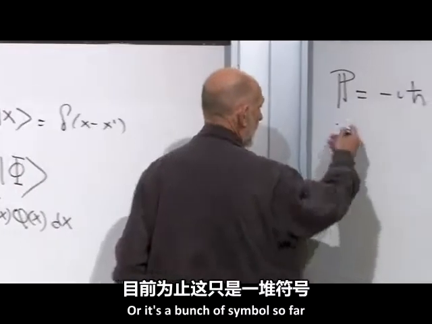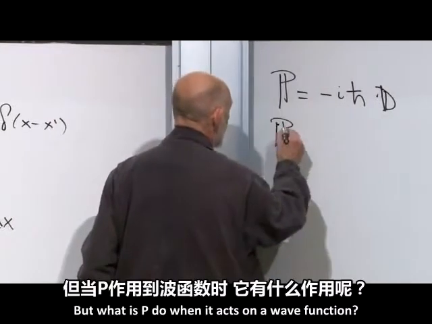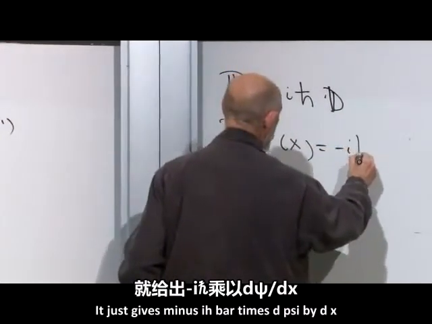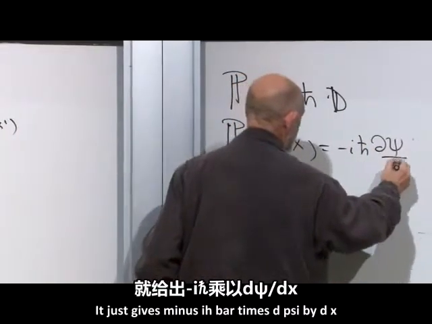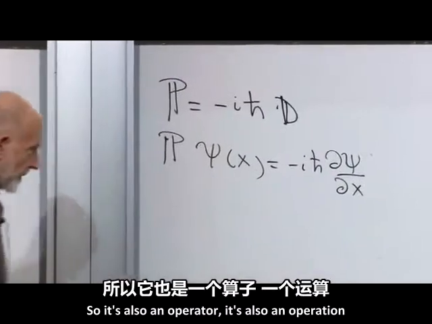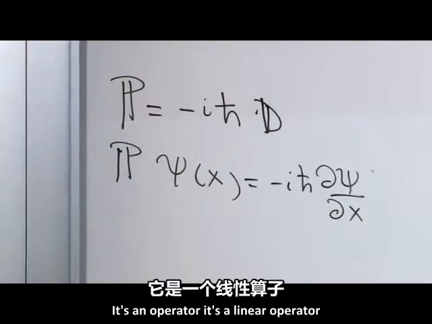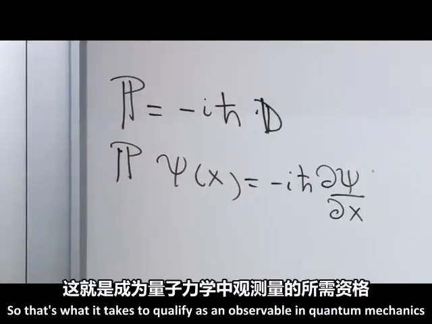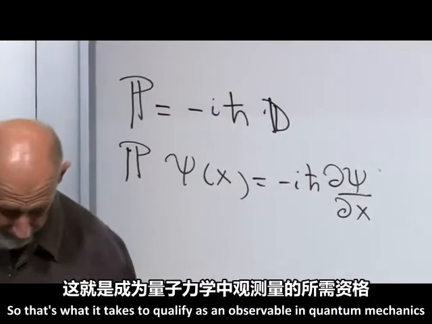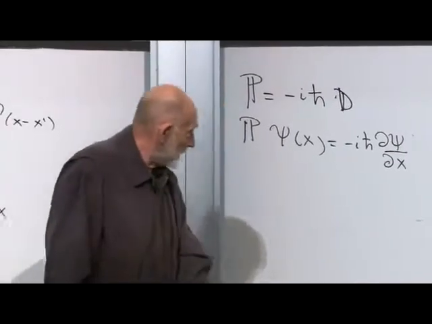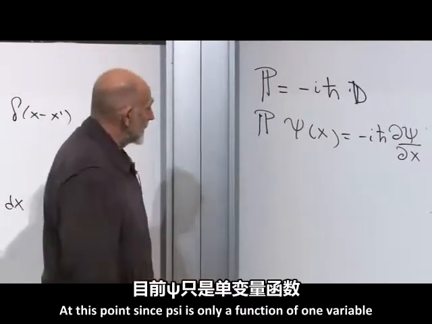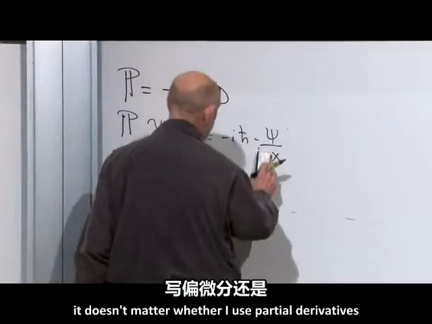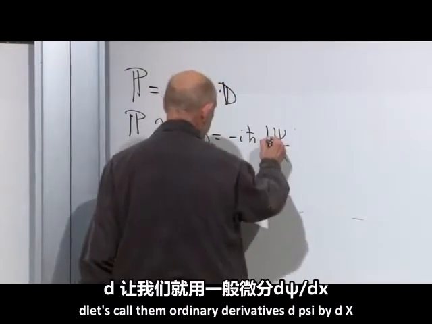It's a bunch of symbols so far. But what does P do when it acts on a wave function? It just gives minus i h bar times d psi by dx. So it is also an operation. It's a linear operator, and it is a Hermitian linear operator, P. So that's what it takes to qualify as an observable in quantum mechanics. At this point, since psi is only a function of one variable, it doesn't matter whether I use partial derivatives or just ordinary derivatives. Let's call them ordinary derivatives, d psi by dx.